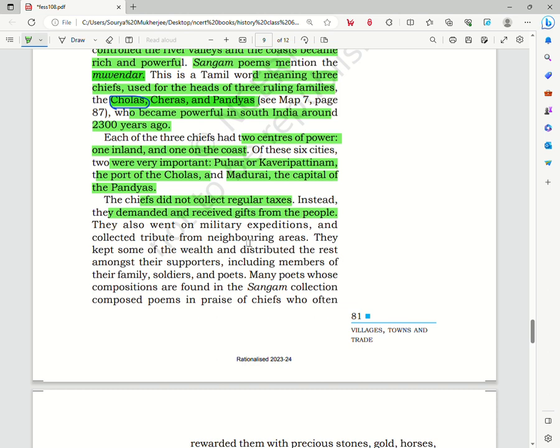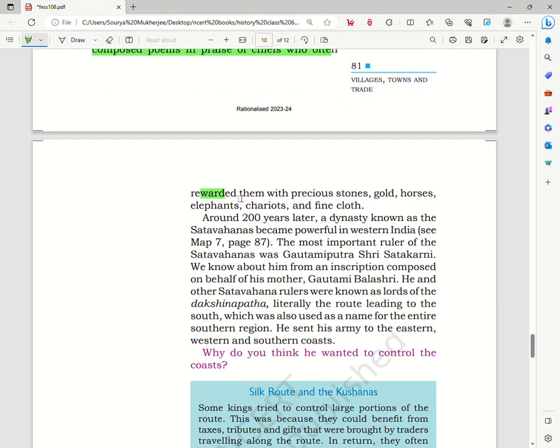They also went on military expeditions and collected tribute from neighboring areas. And when they invaded or carried out a military expedition to the neighboring areas, they collected tribute from that area, and in that way they gained revenue from it. They kept some of the wealth and distributed the rest among their supporters, including members of their family, soldiers, and poets. Many poets whose compositions are found in the Sangam collection composed poems in praise of chiefs, who often rewarded them with precious stones, gold, horses, elephants, chariots, and fine clothes.